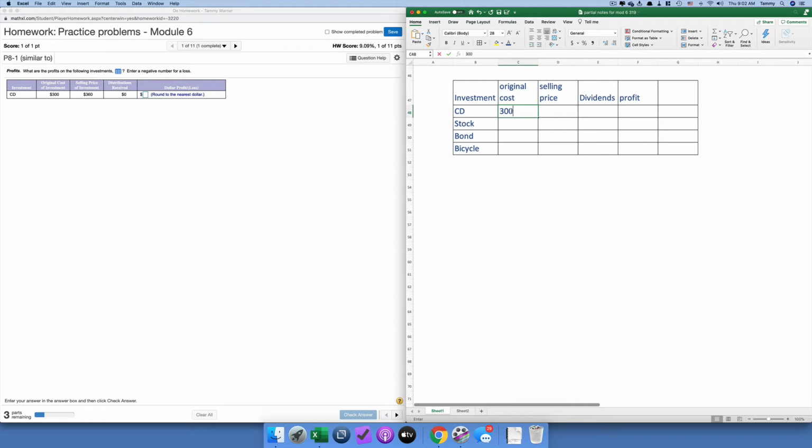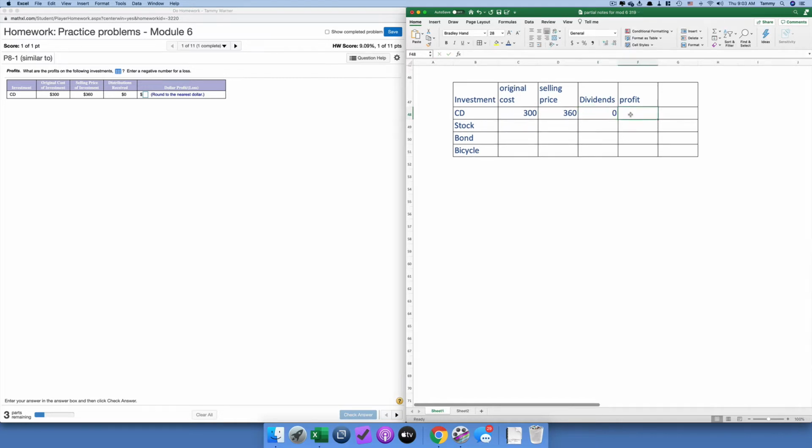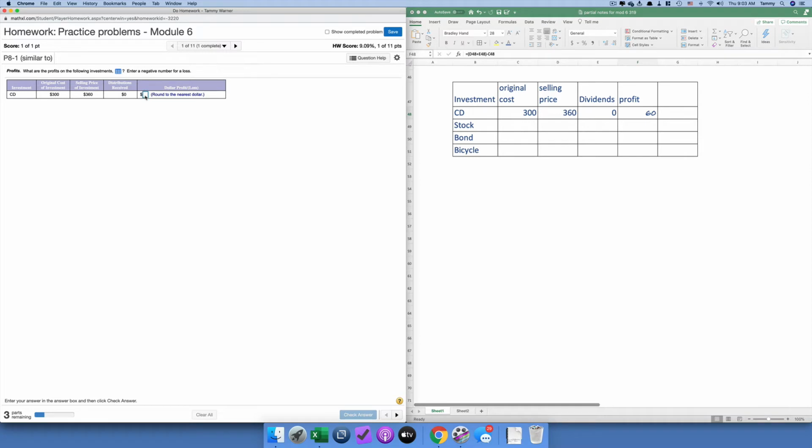So we have an original cost of 300. We sold it for 360. There were no dividends. So if we calculate the profit, we define the profit as all the future cash flows. So let's build our Excel equations such that when that dividend column is not 0, we don't have to change the equation. So we say it's going to be the sales price plus the dividends, close the parenthesis, and then minus the original cost. So we can eyeball that and see that it's 60. Enter the 60 over here, and that's right.